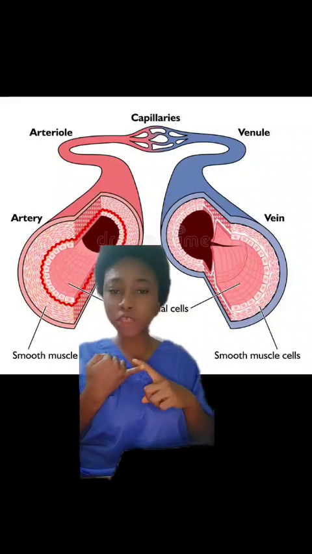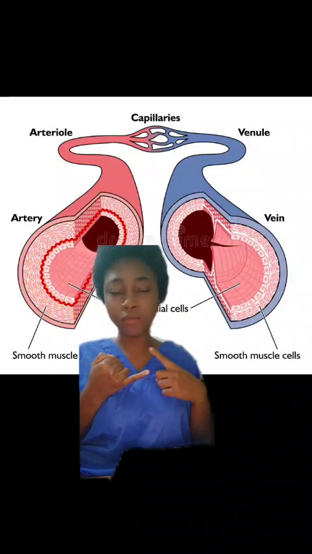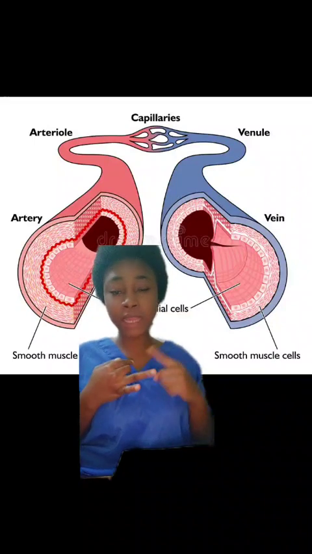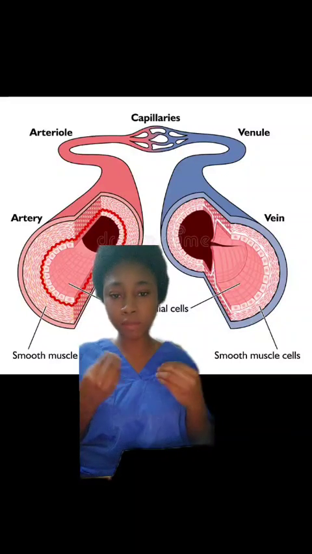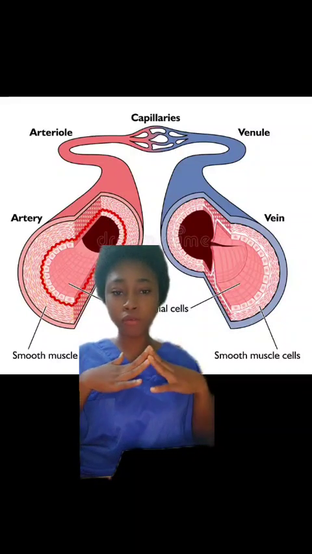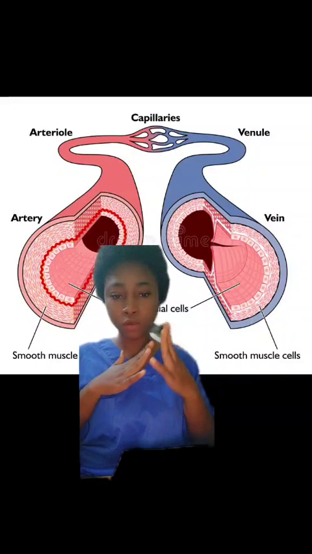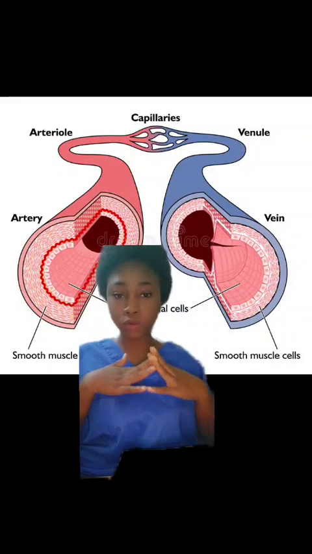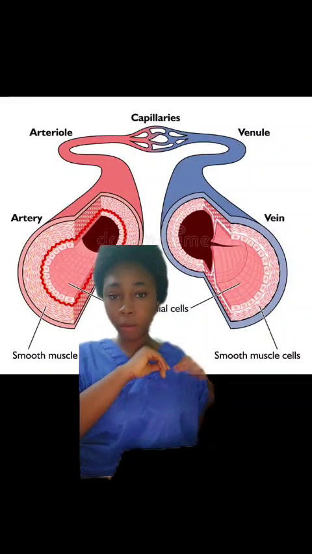And then I made mention of the valves in the veins. In some large veins, especially the veins in the legs, there are valves. I made mention that a valve is made up of tunica intima and strengthened by connective tissue. And what do they do? They prevent backflow of blood. When blood passes through those veins, the valve blocks the backflow of blood to where it is coming from.